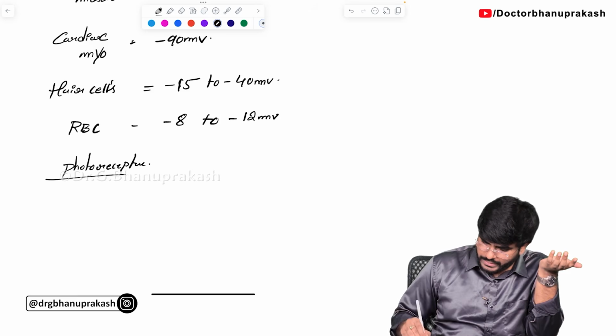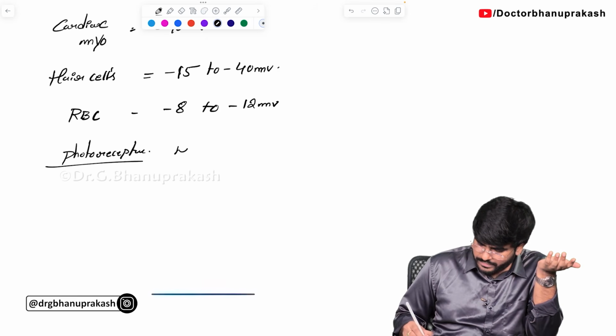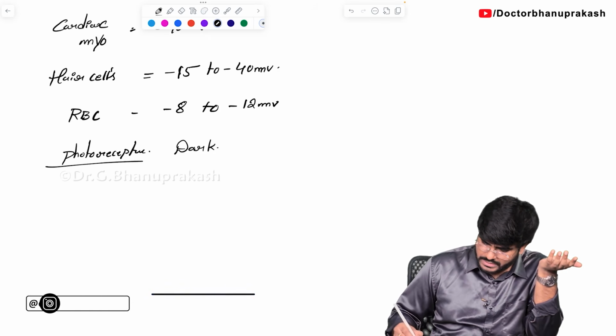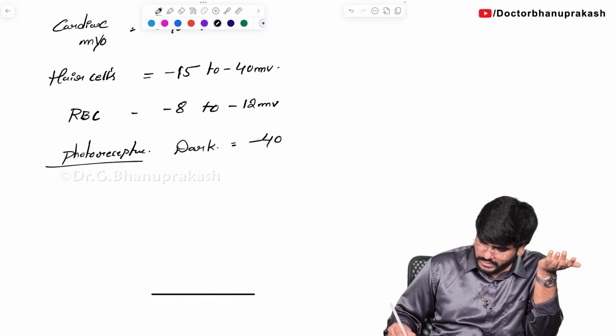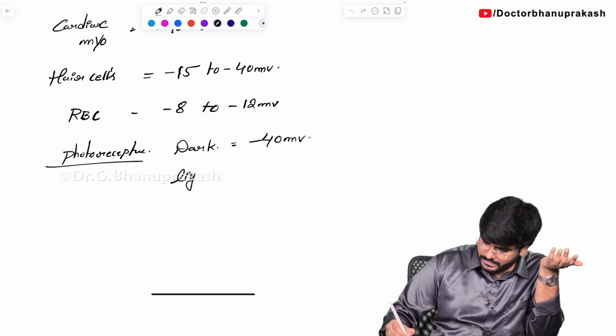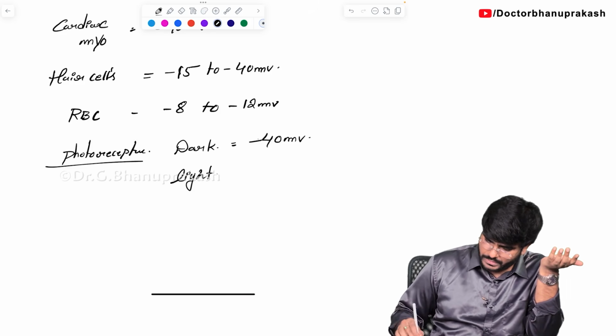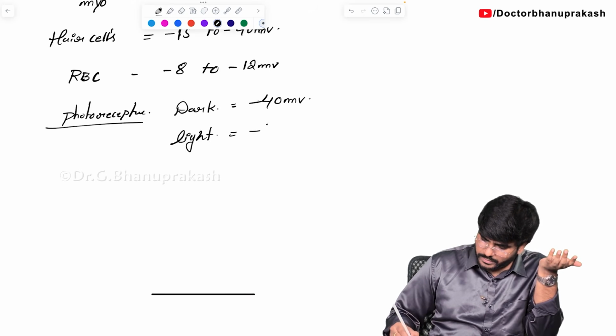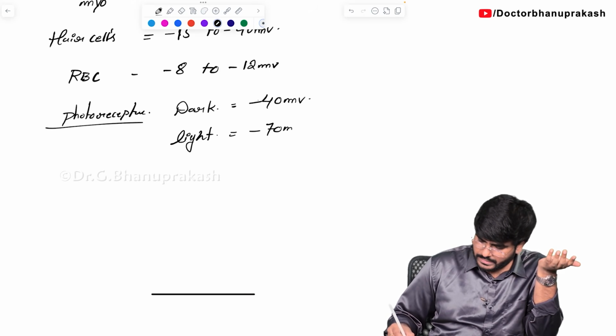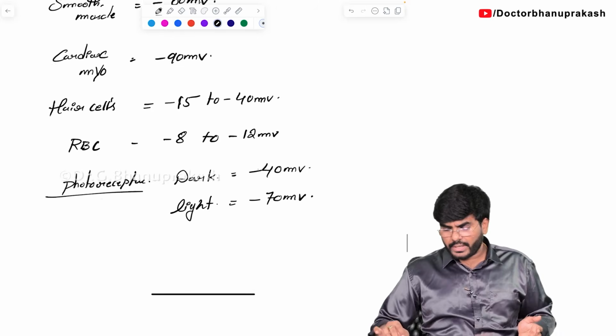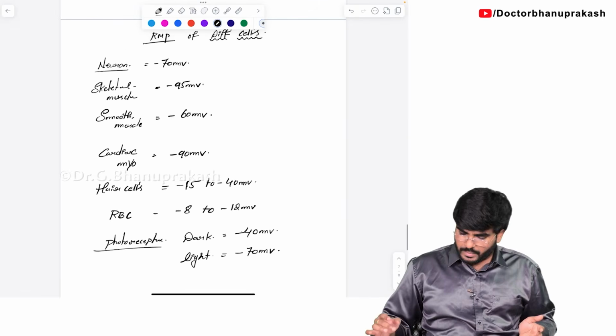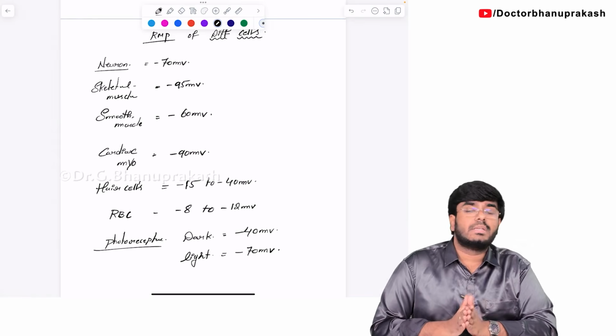For photoreceptors, during the light stage and dark stage, let me first talk about the dark conditions. The voltage is going to be minus 40 millivolts, and during light, that is during the morning, the voltage is going to be minus 70 millivolts. So these are the resting membrane potentials of different cells in our body.